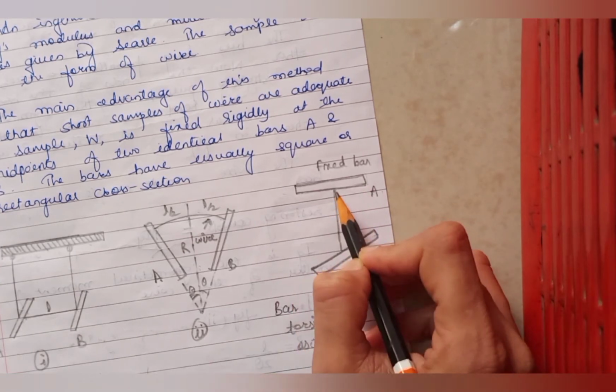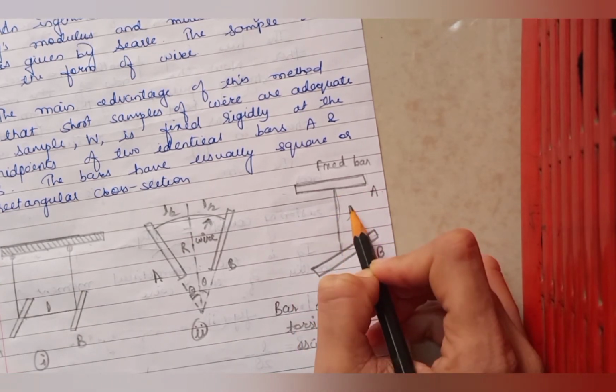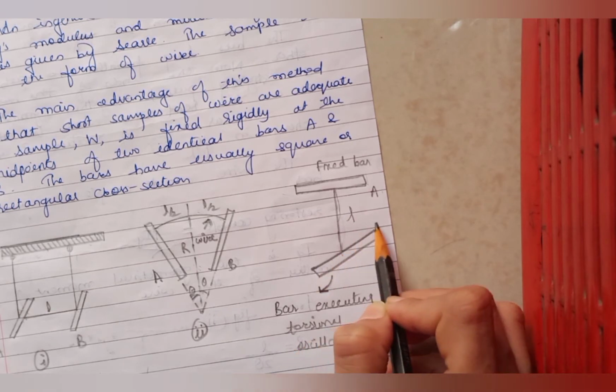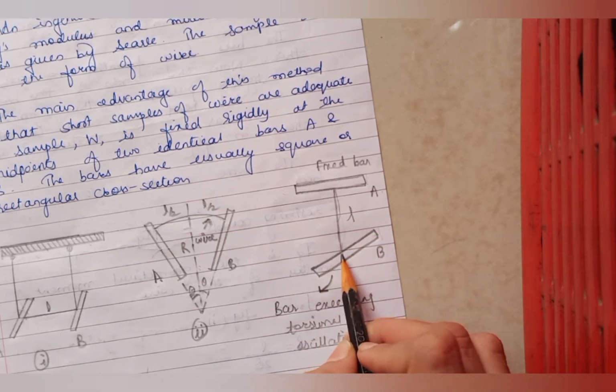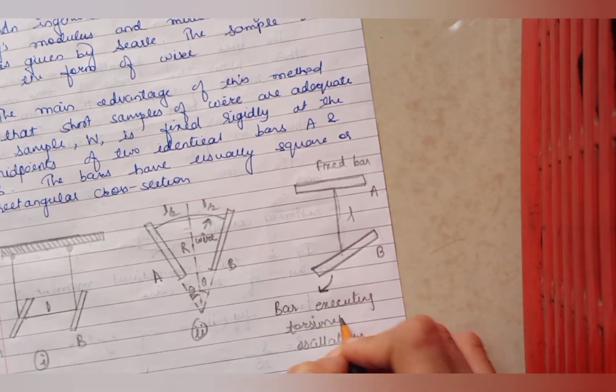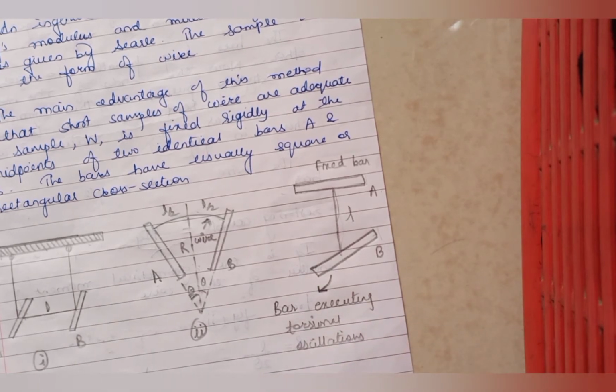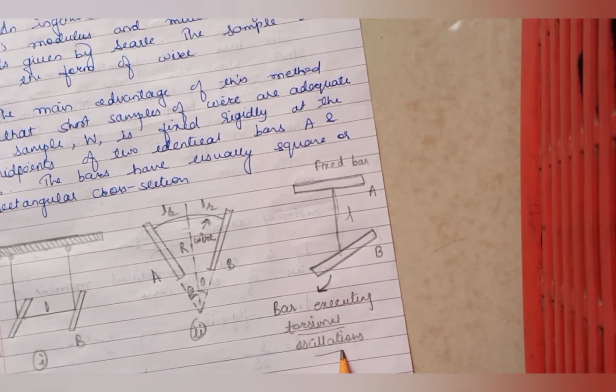Then here is our sample. This is the wire of length L. And this bar B is movable. So this bar basically performs torsional oscillations. Remember, when we are calculating Young's modulus, it performs flexural oscillations. When we are talking about modulus of rigidity, we will have torsional oscillations.